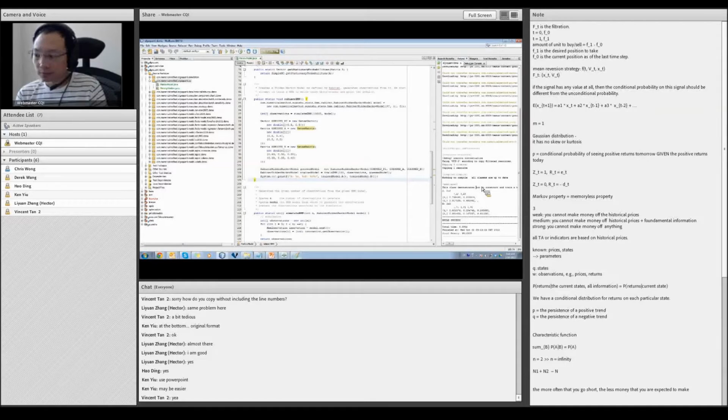Okay. So the task to do is this task. By the way, are you able to see the note that I'm typing?